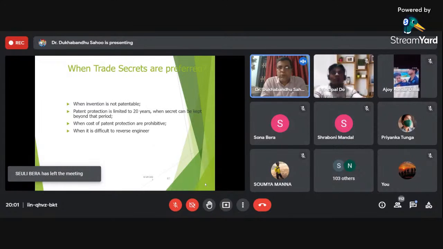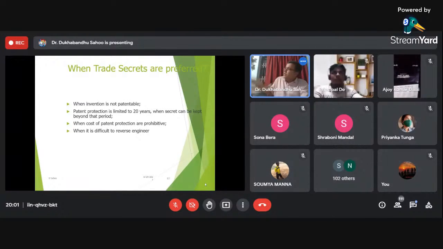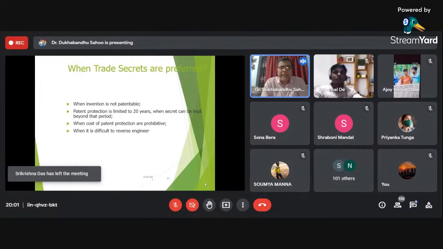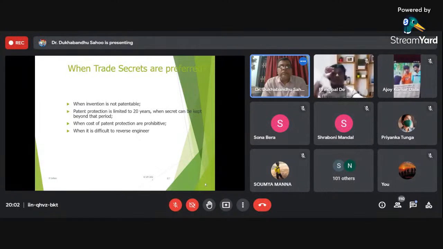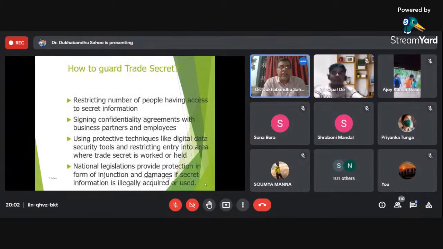Patent protection is limited to 20 years, but a trade secret can be kept beyond that. As you said, no patent is given beyond 20 years, but Coca-Cola has been keeping its trade secret till now. And the cost of patent protection is prohibitive when it is difficult to reverse engineer, so trade secrets are used.